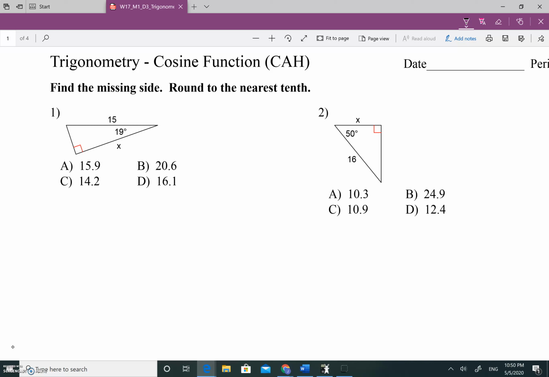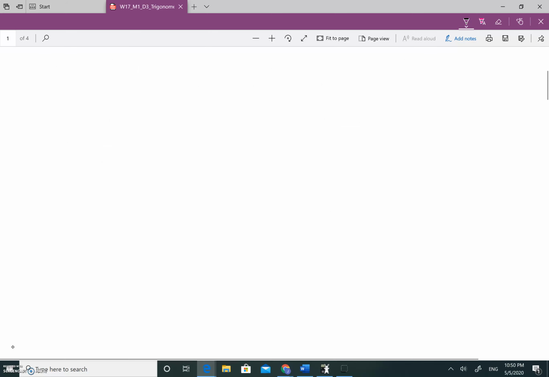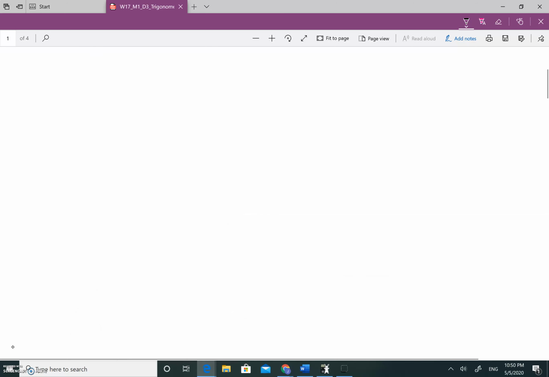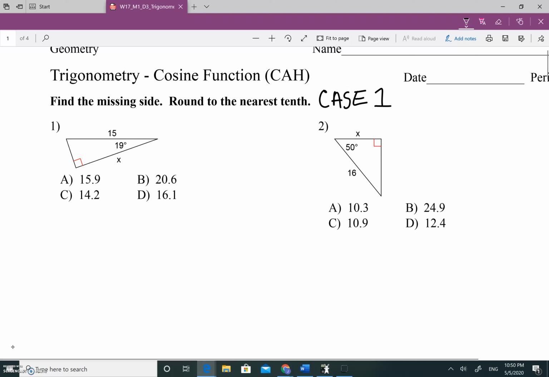So for problems 1 through 4, we're going to go over case 1, and then for problems 5 through 8, this is going to be case number 2. So let's go over what's the difference between case 1 and case 2. Let's first look at the diagram for problem number 1.